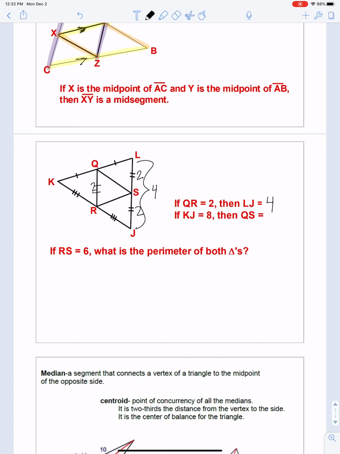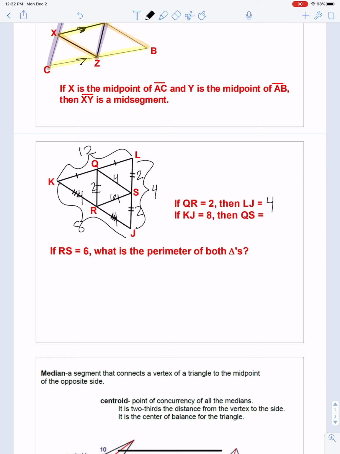And then it says if KJ is 8, so if this entire thing is 8, what is QS? It's going to be half of that, which is 4. So you can see that each of these would be 4 as well. And then it says down here at the bottom, if RS was 6, what is the perimeter of both triangles? So if RS was 6, KL would be 12. And you can see that this one would be congruent to each of KQ and QL.